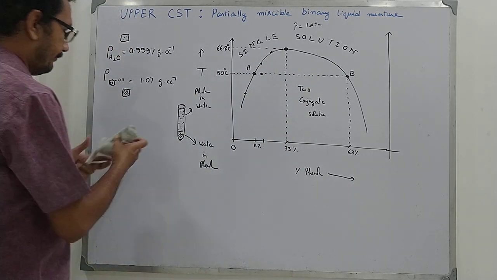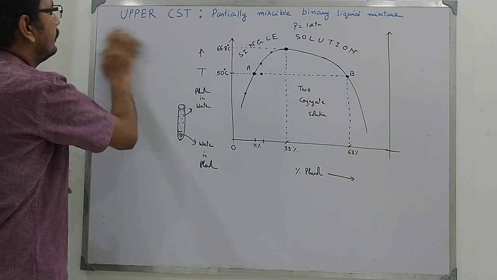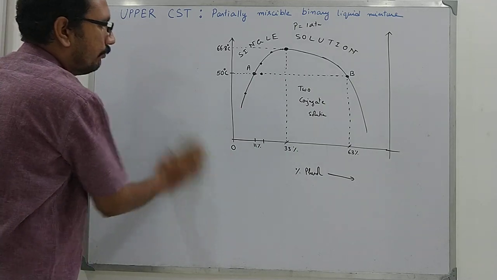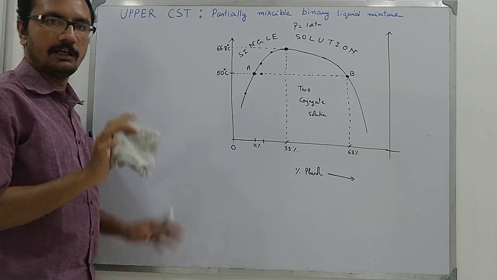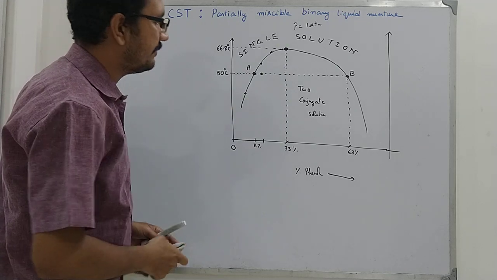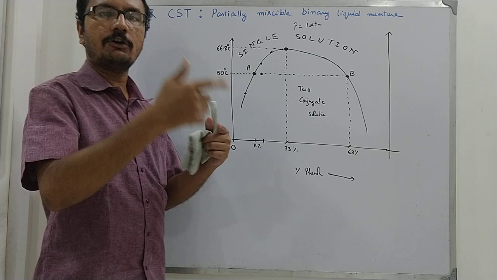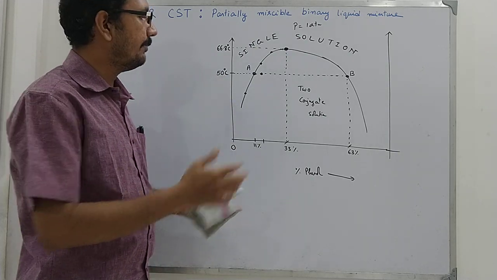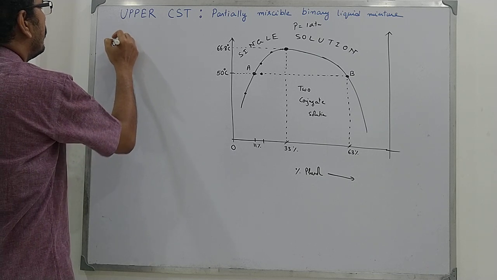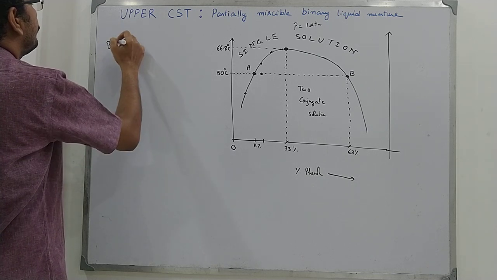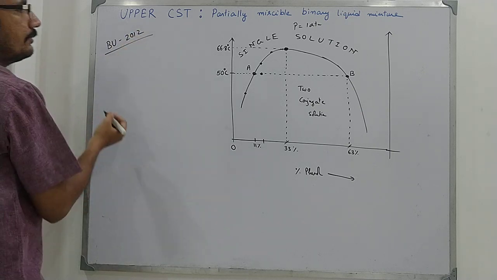Now what will happen when we mix two different solutions? Say a problem has been given to you, that two different solutions have been mixed and shaken thoroughly and allowed to settle. What will happen then? So I will discuss a university problem which came in university exam in 2012.